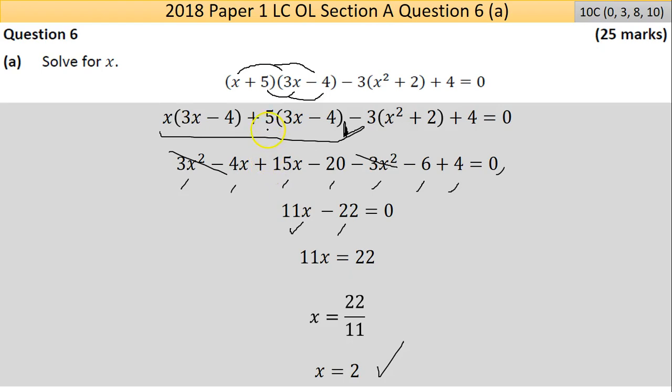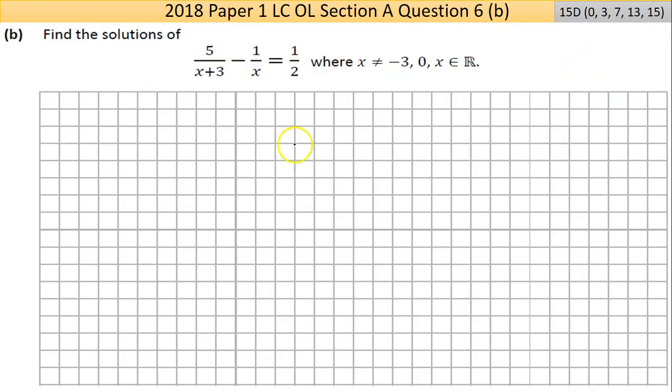But ultimately, using algebra is something you need to be able to do. It's the bread and butter of maths. So hopefully this should not be a problem to solve algebraically. Now that's part A, which is worth 10 marks.